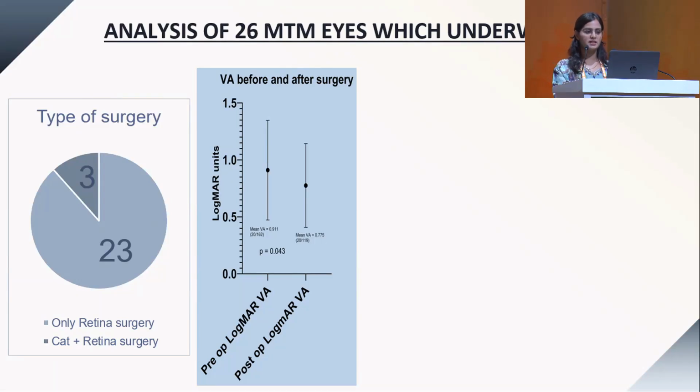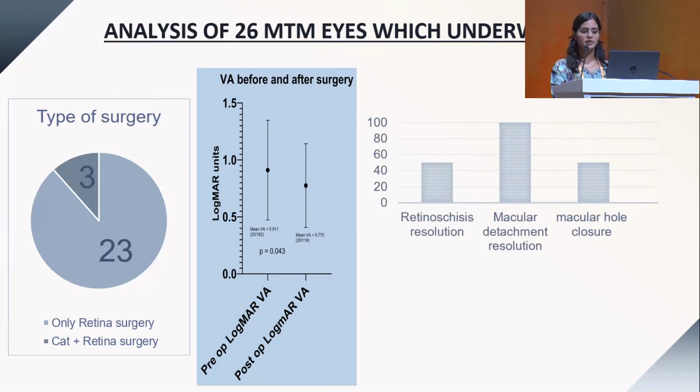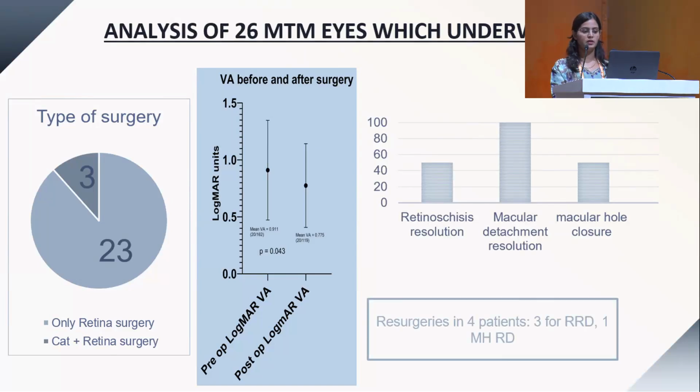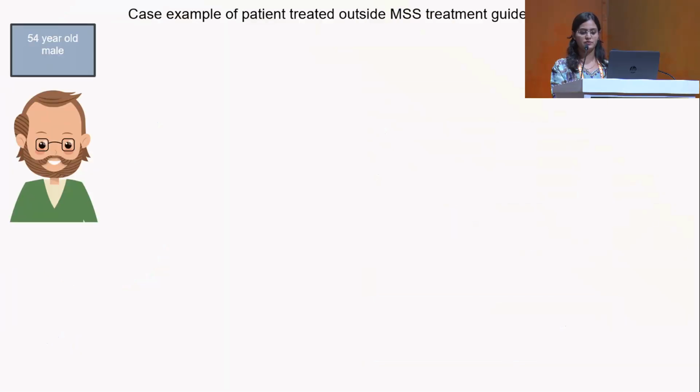The analysis of the 26 eyes which underwent the vitrectomy: 23 of the 26 eyes underwent only the retina surgery, whereas 3 underwent cataract plus retina surgery. The following chart shows that there was a significant improvement in the visual acuity post-surgery, which was statistically significant with a p-value of 0.043. 50% of the patients showed a resolution of the retinoschisis, and 50% of patients had a successful macular hole closure, and 100% of the patients showed a macular detachment resolution. Of the 26 patients, 4 patients underwent resurgeries, 3 were for rhegmatogenous RD, whereas 1 patient was for macular hole RD.